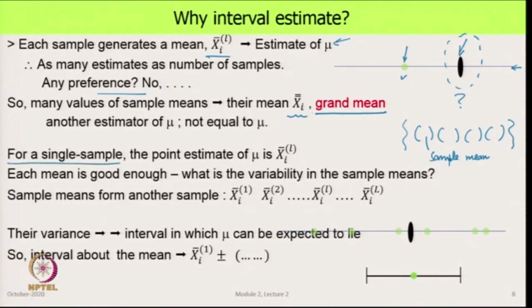So, we go back and say, look, I am going to be working with a single sample. The point estimate of the population mean is this, each mean is good enough. What is the variability in this set? This is the question.